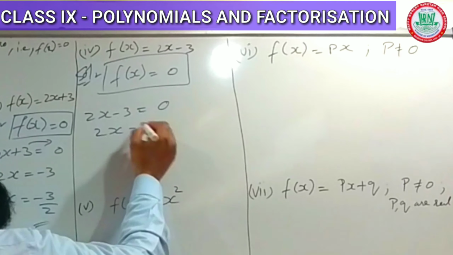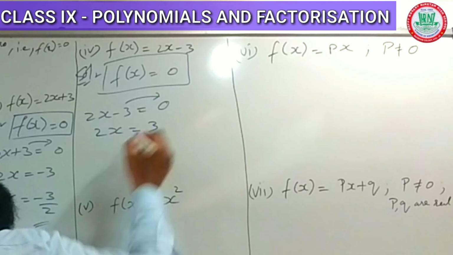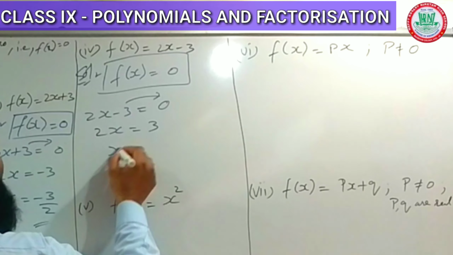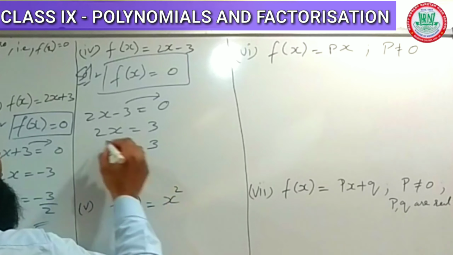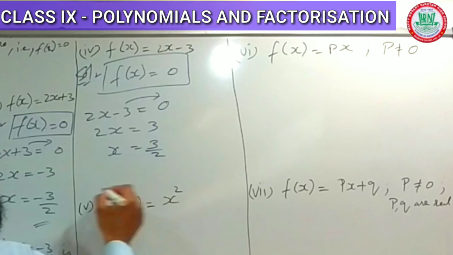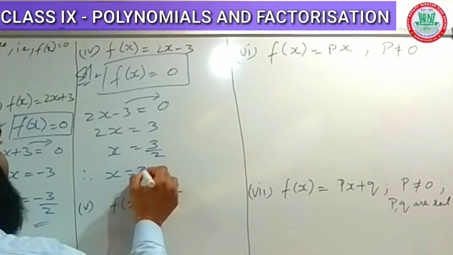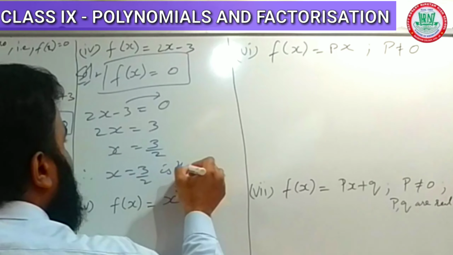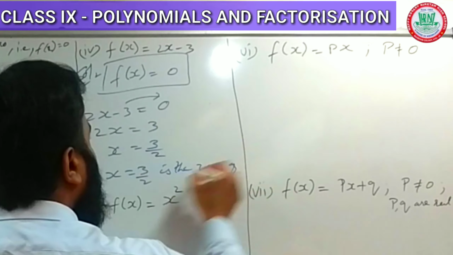So 2x is equal to minus 3 goes outside, becomes plus 3. So x is equal to 3 as it is. This 2 goes outside, divided by 2. So therefore x is equal to 3 by 2 is the zero of the polynomial.